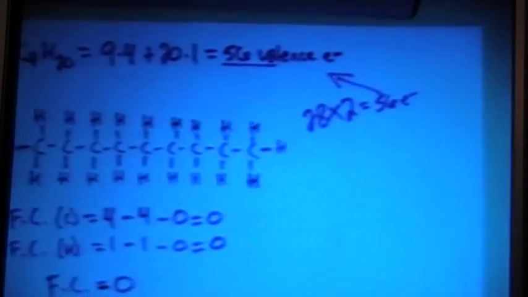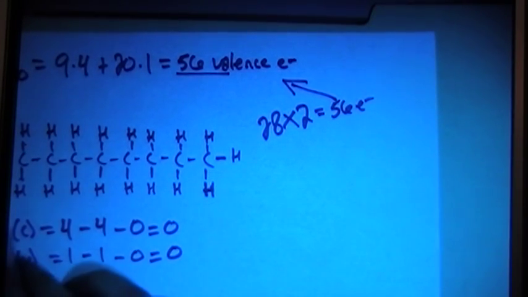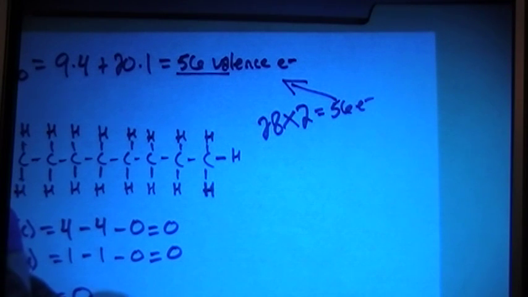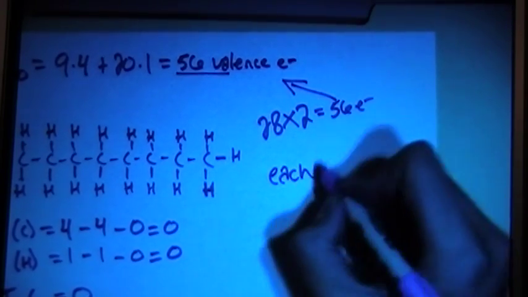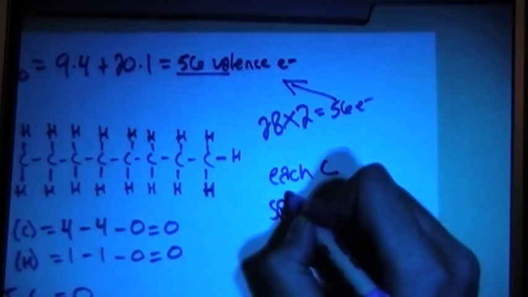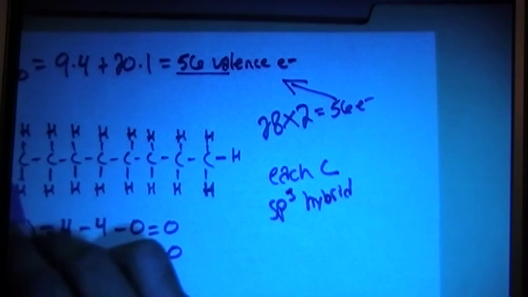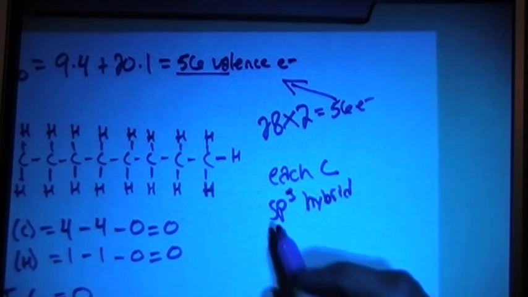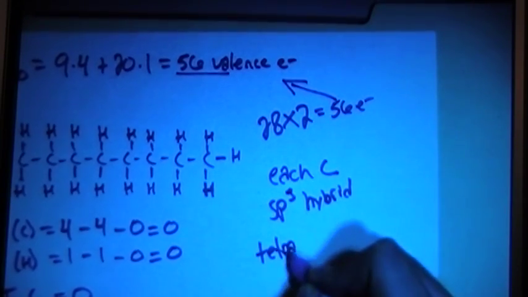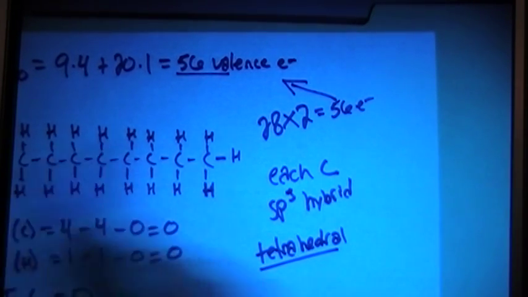Okay, so that's good. Now we can go ahead and talk about shape real quick. As I said before, each carbon has 4 bonds, which means that each carbon is going to have sp3 hybridized orbitals. So each carbon is sp3 hybrid, and that's because each one has 4 bonds around it, 4 bonding sites. And that also means that every carbon is going to be at the center of a tetrahedral shaped molecule within the overall compound here.